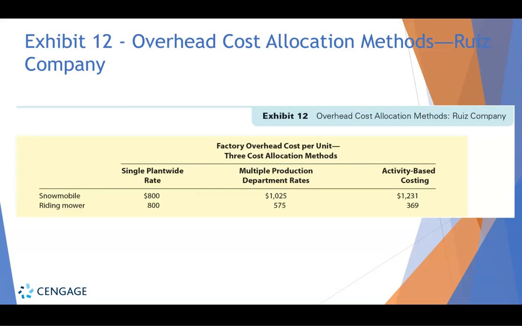If Ruiz Company used the $800 single plant-wide factory overhead cost allocation instead of the activity-based costing for pricing snowmobiles and riding lawnmowers, then the snowmobile would be underpriced because its factory overhead cost would be understated by $431. And then the riding lawnmower would be overpriced because its factory overhead cost would be overstated by $431.